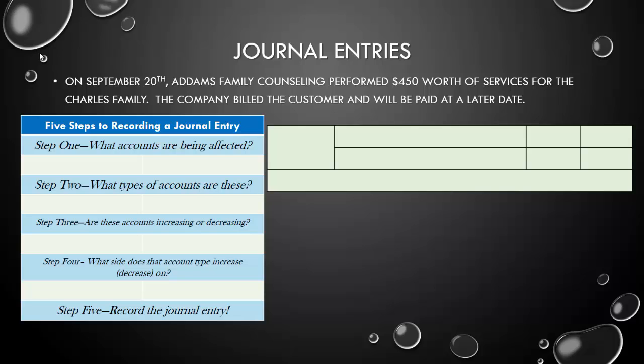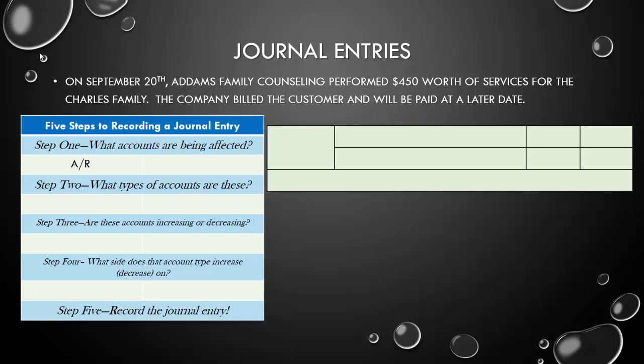Next up, on September 20th, Adams Family Counseling is going to perform $450 worth of services for the Charles family. The company billed the customer and will be paid at a later date. Well, this is the same exact thing that happened with the Gomez family earlier, and this happens in accounting. You're going to see the same entries over and over and over again where you'll just get them ingrained in your brain. This entry is going to be exactly the same as the last one, just for a different amount of money. So what accounts are being affected?